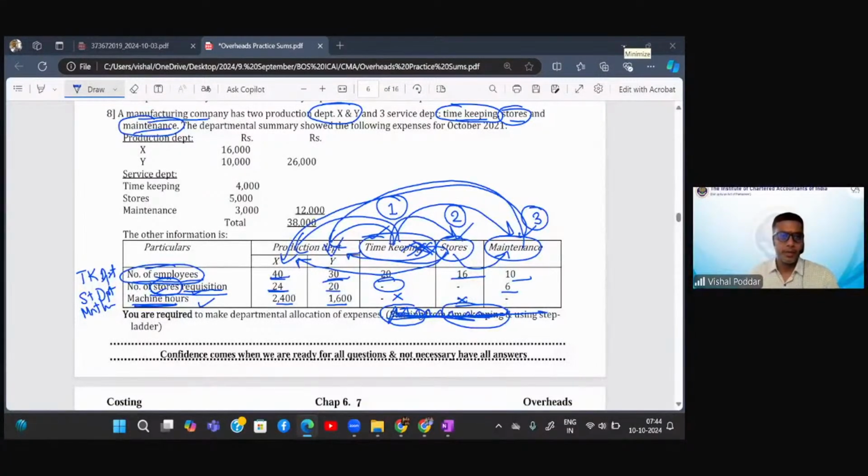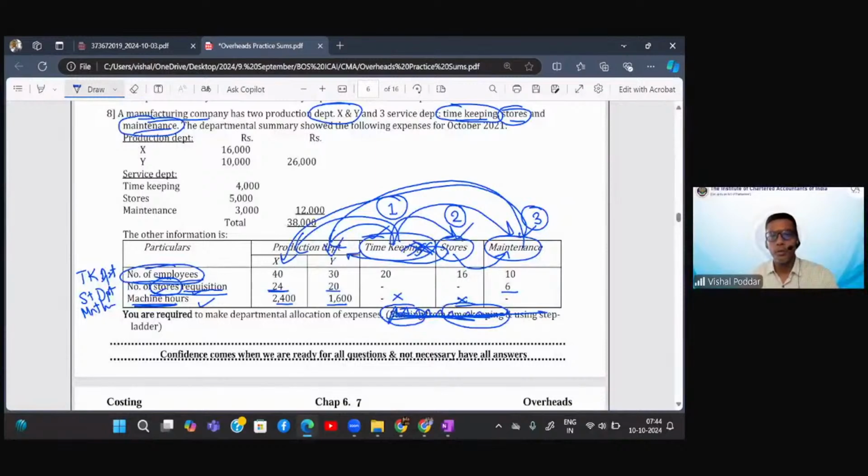There is one more interesting point why I selected this question: first, it has 3 service departments with the method of step ladder. Second interesting reason, now look at this. For distributing timekeeping, we have to use employees. Employees are present in every department, including timekeeping also. Now the question will come whether I will distribute the expenses of timekeeping department to timekeeping department also. So we are going to charge timekeeping to other departments.